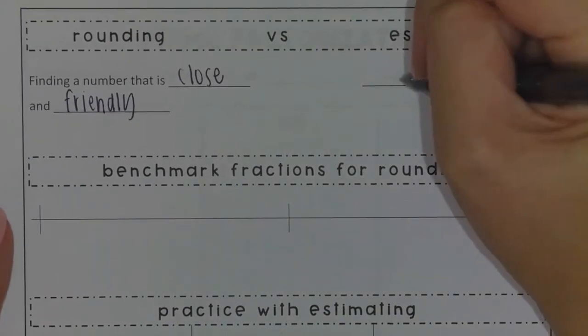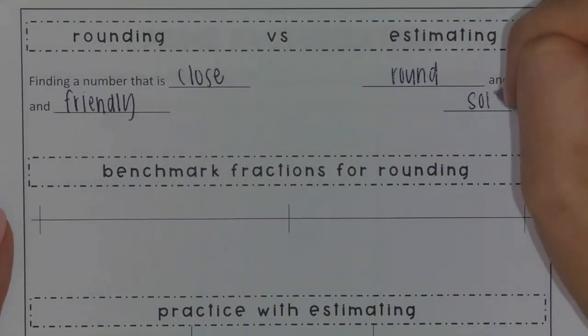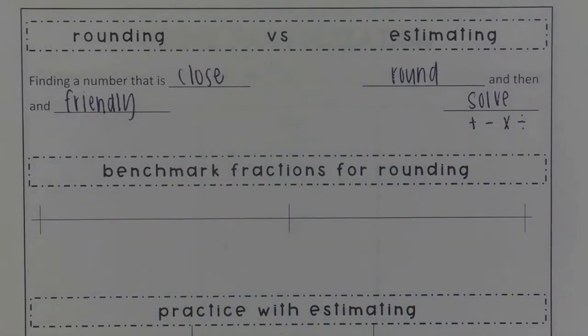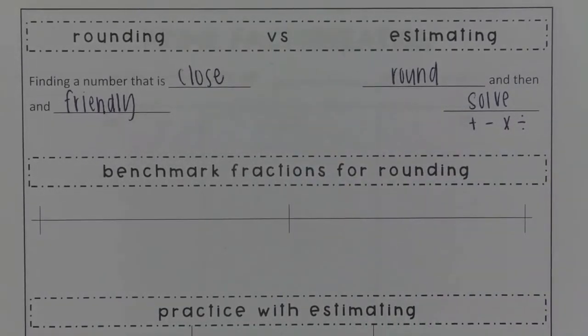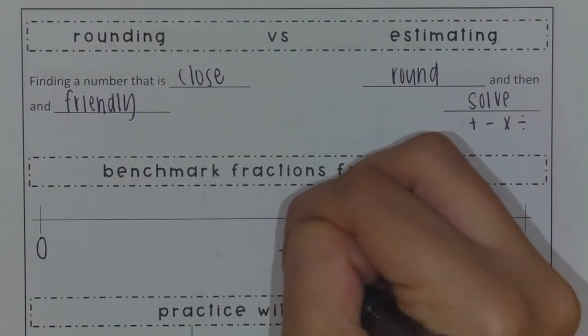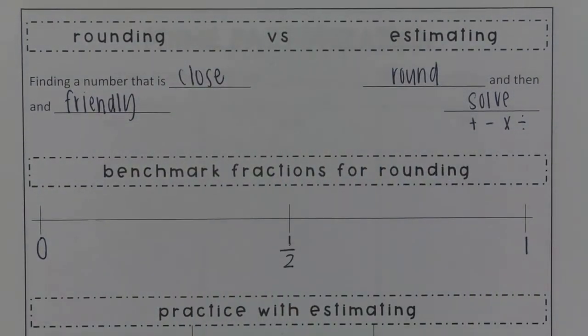Then estimating is when you've already rounded, and then you solve the problem, whether that's adding, subtracting, multiplying, or dividing. So you have to round before you can estimate. We use 3 benchmark fractions when we round because, again, we're looking for a number that is close and friendly. Those 3 benchmark fractions are 0, 1/2, and 1 whole. So you always want to round to one of these 3 benchmark fractions.